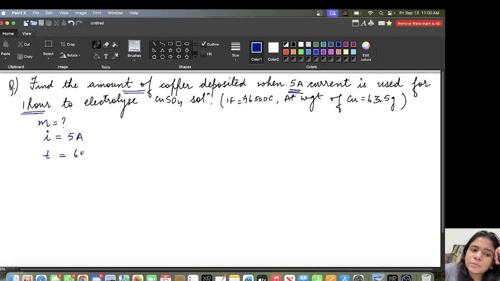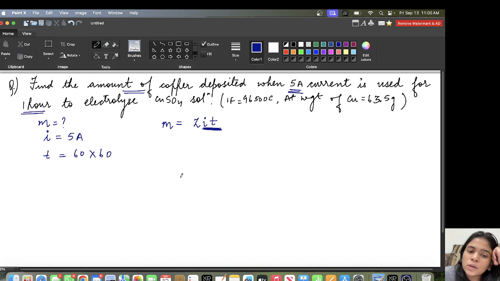1 hour has 60 minutes and 60. Like if you want to convert it into seconds, multiply it by 60. All these things are given to you. You need to find the mass. Can we find the mass directly by using the formula? M equals to ZIT. Now I and T are already given to us, so we don't worry about it.